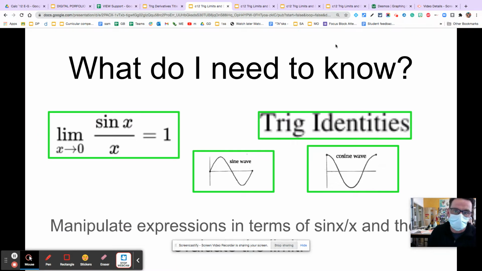And here it is. So once again, in order to be successful with trig limits, you need to know that as x goes to 0, sine x over x equals 1. You need to know your sine wave and cosine wave, and you also need to know your trig identities. A formula sheet will be provided.